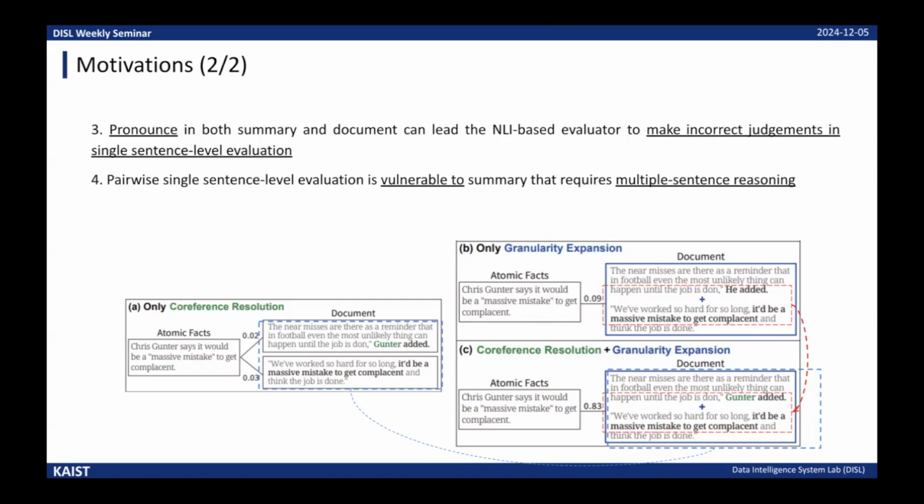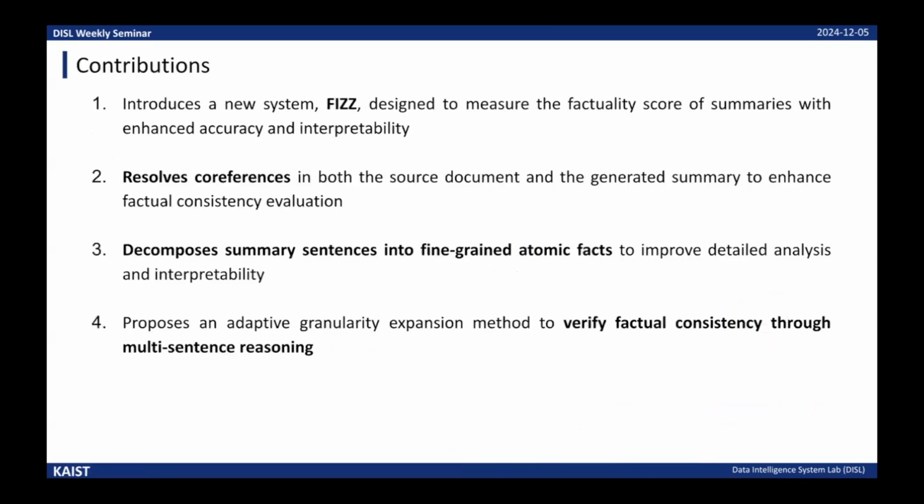Additionally, when evaluating at the sentence level, we can't properly assess atomic facts that contain information from multiple sentences. For example, in A, if we compare the two sentences separately, we can't properly evaluate the factual information contained in the atomic facts. However, as shown in C, combining these sentences allows for proper evaluation.